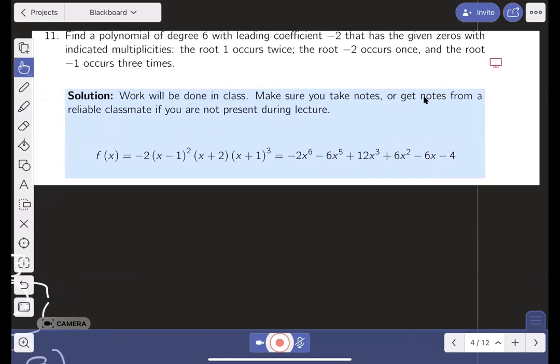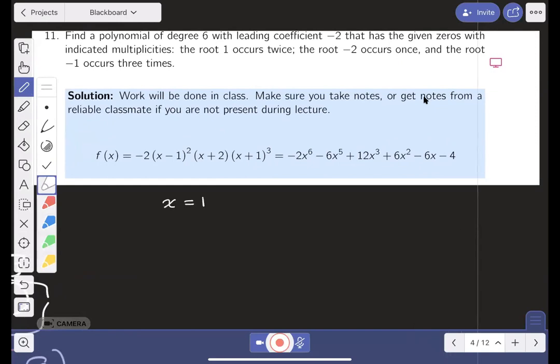So they say root 1. I'll write this down for you. Right? Root 1 that occurs twice. Then it goes on to say root -2, and that occurred only once. And then they say a root of -1, and that occurred 3 times. How many roots do we have? 1, 2, 3, 4, 5, 6. I'm ready to write it down.